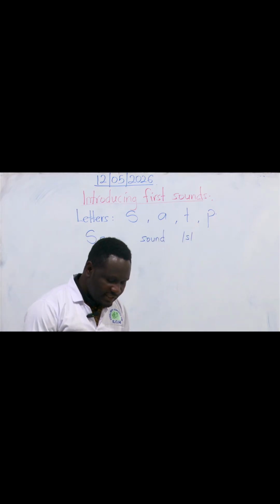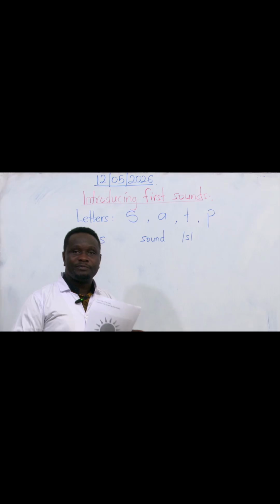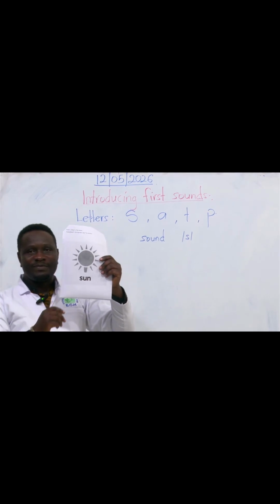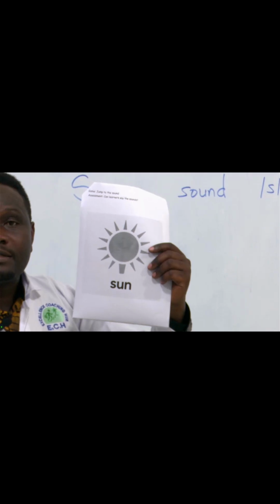I want you to look at my picture. What is this? Yes, can you tell me? Izuba. Okay. Izuba is called sun. That means that the word sun has the sound S. Mwese muzi izuba? Yes, izuba is called sun.